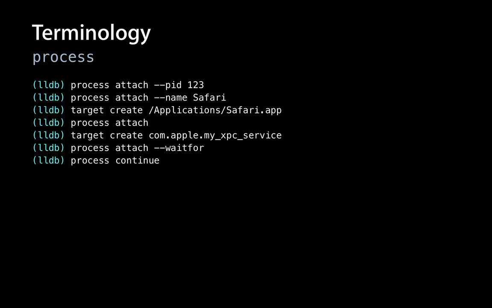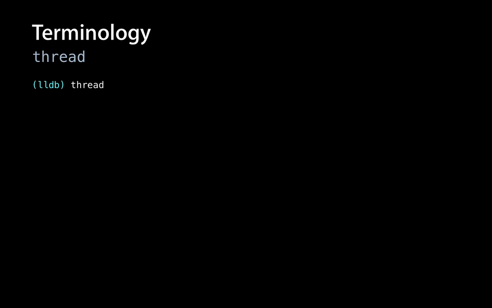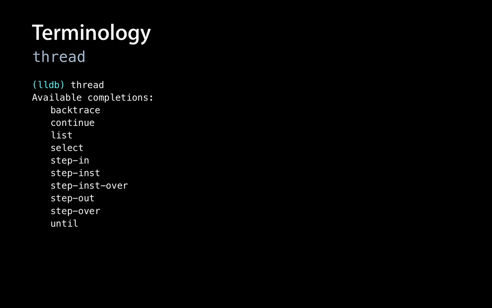To continue your process after this, you can type process continue. We have aliases for the GDB users, continue and c. And to interrupt your process, you can type Control-C. If we move on into thread, we can type thread. Again, hit tab and discover all the variety of different things that we can do with the thread itself.